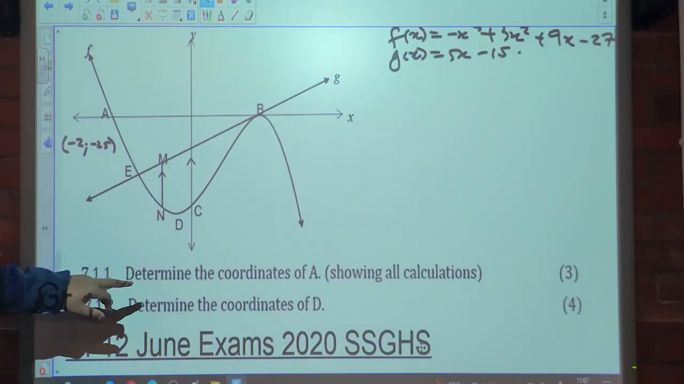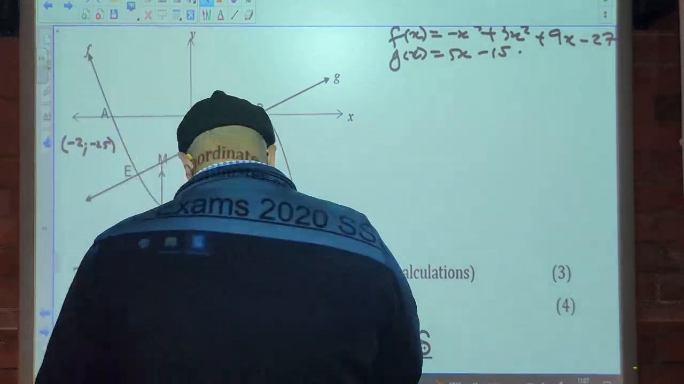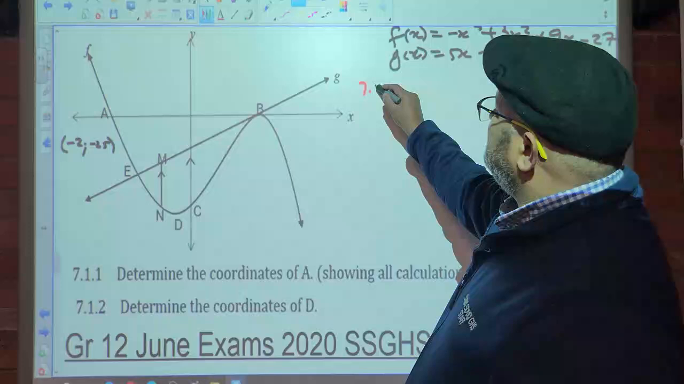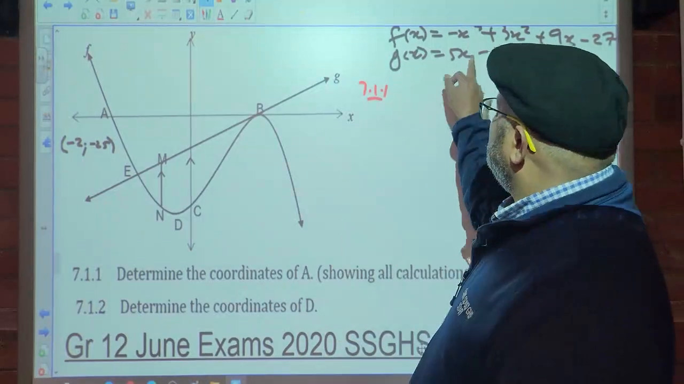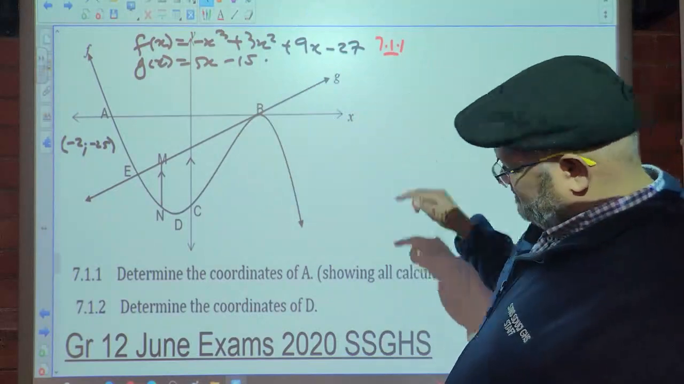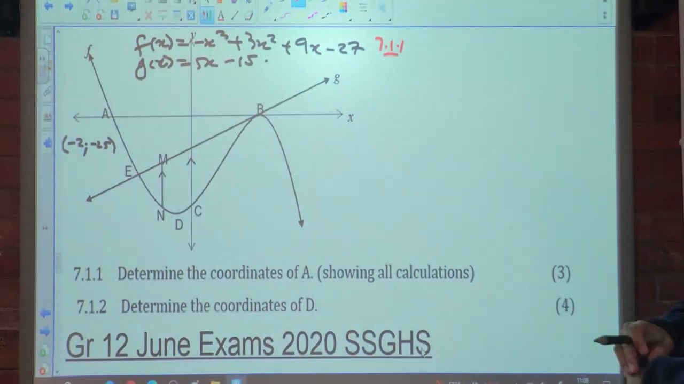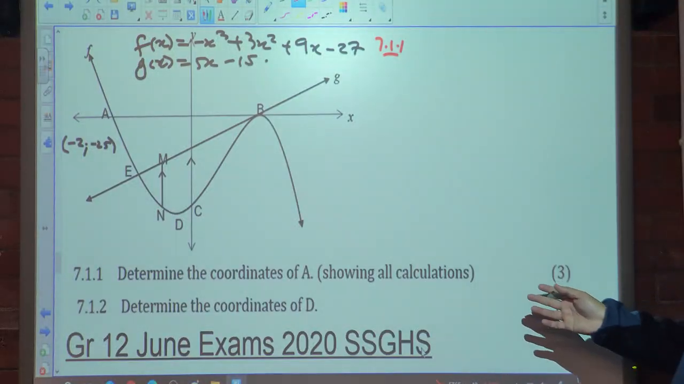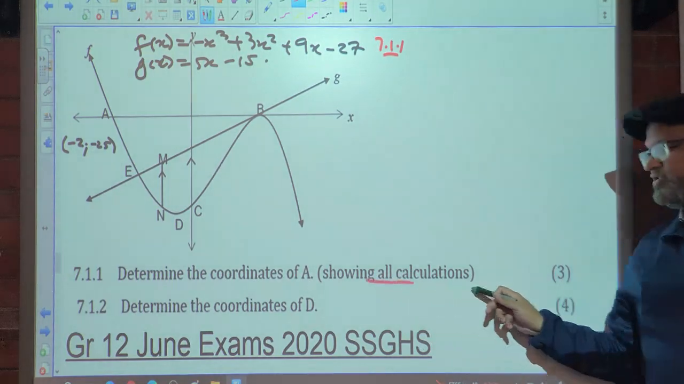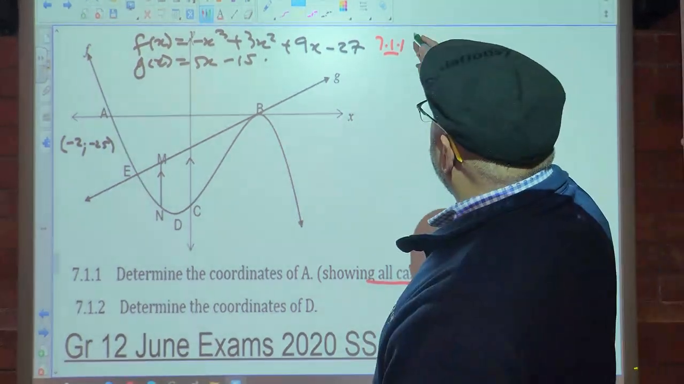Right, 7.1.1. The question says determine the coordinates of A, showing all calculations. Now some of you have a calculator that can do this easily, but if you're showing no calculations, you can't get all the marks, of course. This is what we require you to indicate.